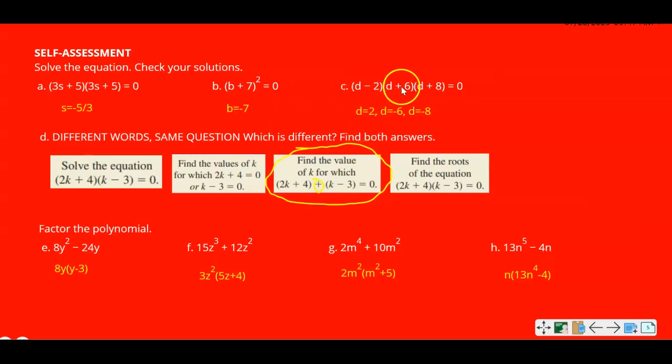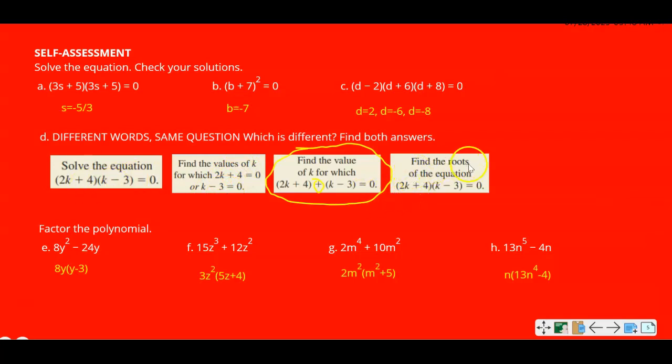All right, C part, if you set each factor equal to 0 and solve, you get d equals 2, d equals negative 6, and d equals negative 8. D part, different words, same question. Which one is different? All right, it says find both answers. This one says solve the equation, 2k plus 4 times k minus 3 equals 0. Find the values of k for which 2k plus 4 equals 0 or k minus 3 equals 0. Okay, so this one's set up using the zero product property, but it's the same as this.